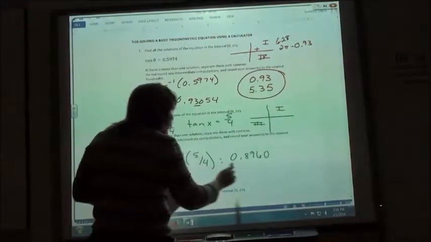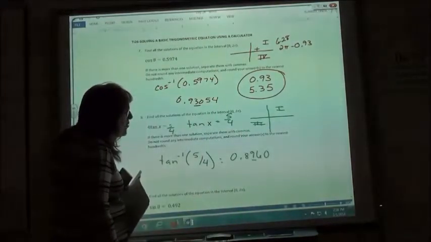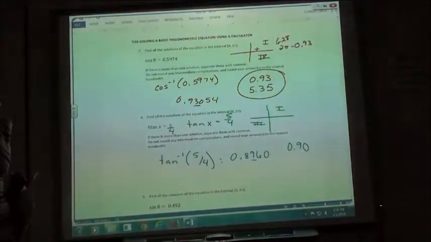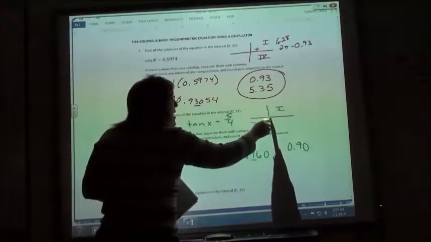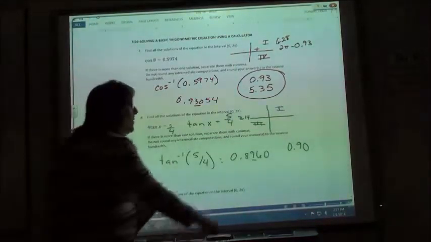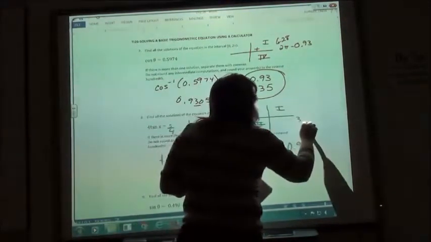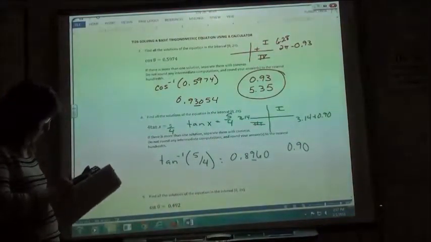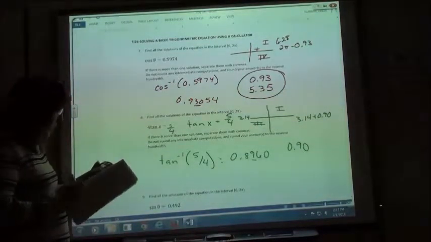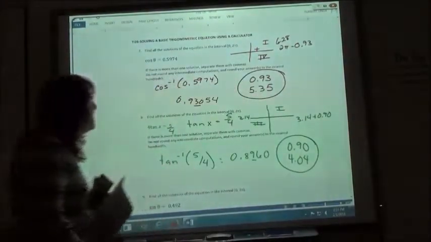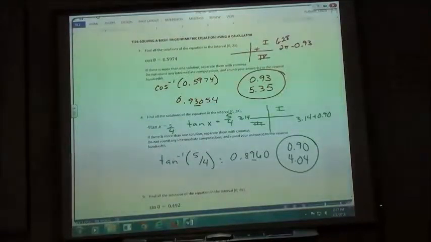0.8960. I want to round to the nearest hundredth, so my 89 is going to round off to 90. 0.90. That's my answer for quadrant 1. If I want to do quadrant 3, I have to take 180, or 3.14, which is pi, plus my 0.90. So 3.14 plus my 0.90 gives me 4.04. Those would be my two angles. That would give me approximately 5 fourths for my tangent.